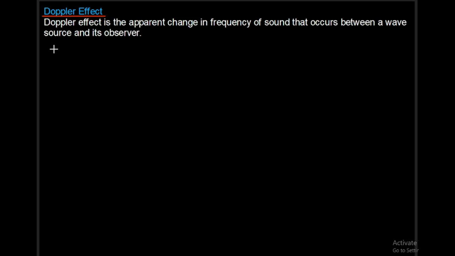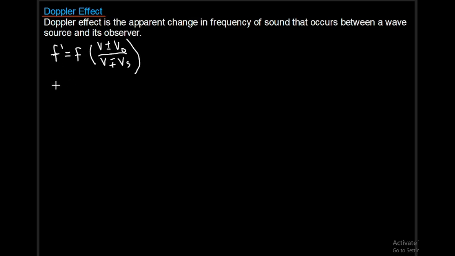And mathematically, the apparent frequency f prime is equal to the actual frequency, in brackets, the velocity of sound plus or minus the velocity of the observer, all over the velocity of sound minus plus the velocity of the source. All right, so this is our equation for the apparent frequency from the Doppler effect.